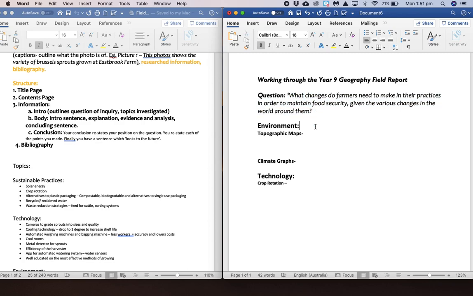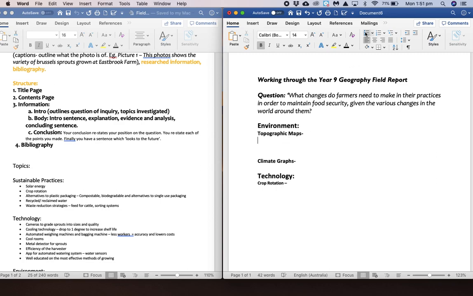I'm going to start off by looking at the environment section where you need to include your topographic map and climate graphs. As we do this, I'm going to make some dot points on this document here, which can help to guide you through this task, knowing what to write and how to write it. So, for environment, you need to talk about your topographic maps and climate graphs.